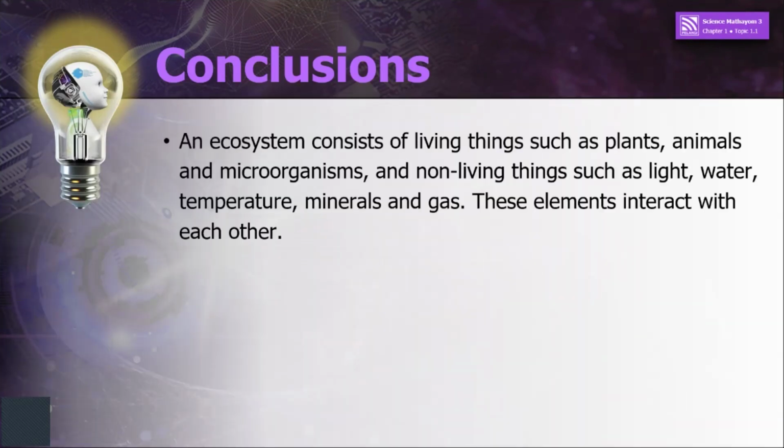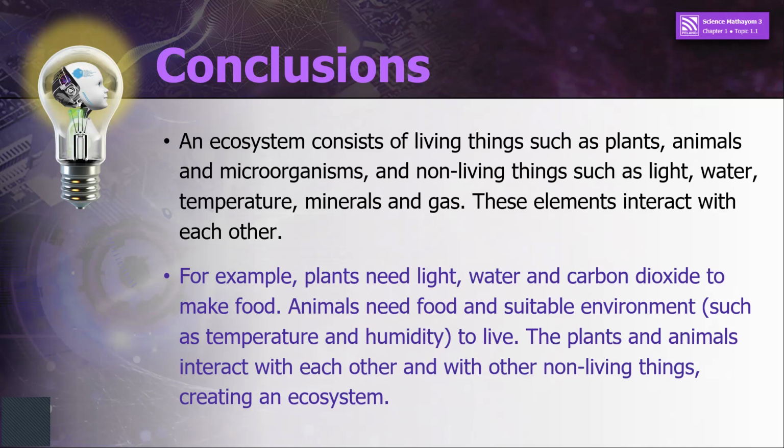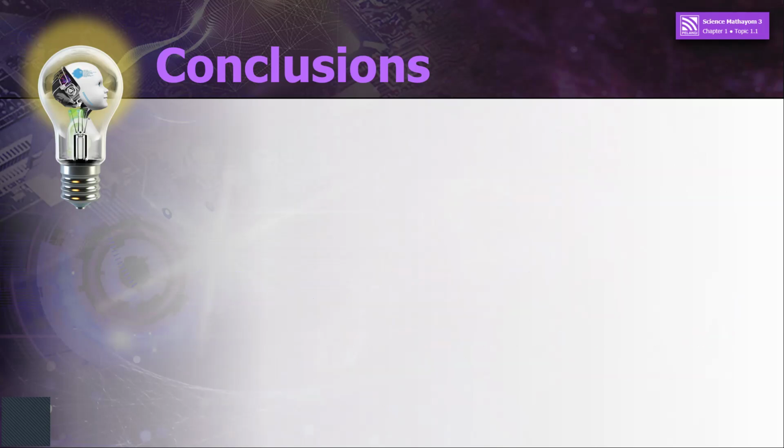Conclusions. An ecosystem consists of living things such as plants, animals, and microorganisms, and non-living things such as light, water, temperature, minerals, and gas. These elements interact with each other. For example, plants need light, water, and carbon dioxide to make food. Animals need food and suitable environment, such as temperature and humidity, to live. The plants and animals interact with each other and with other non-living things, creating an ecosystem.